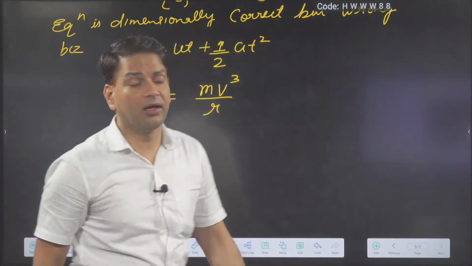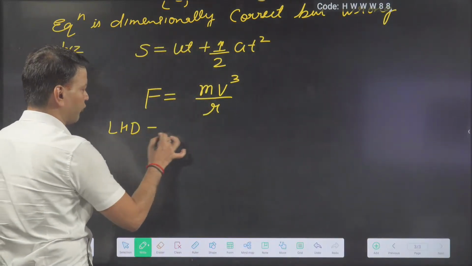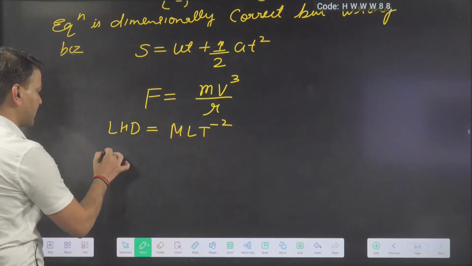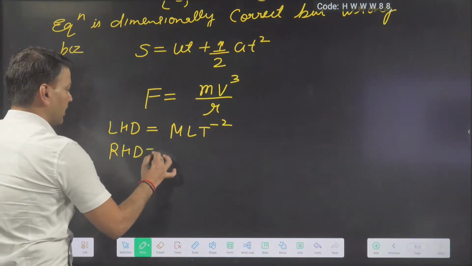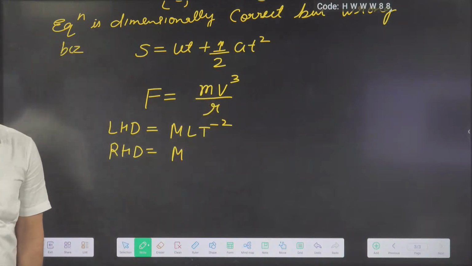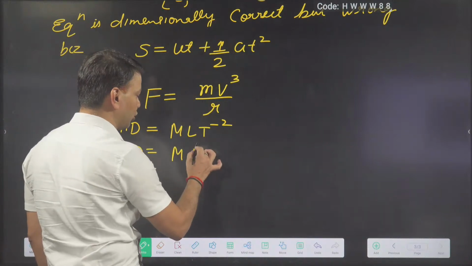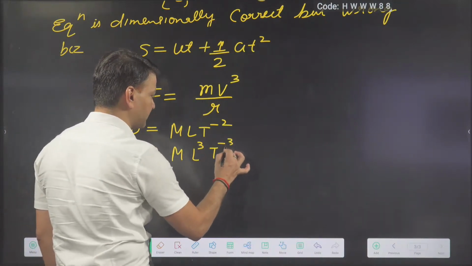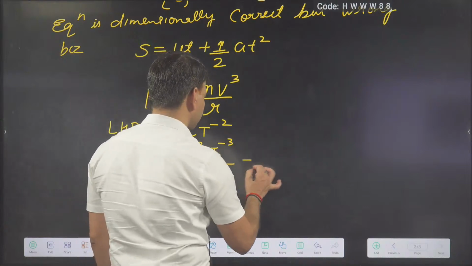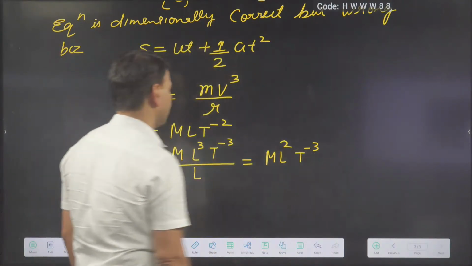Okay. Then if I find the dimension, so left hand dimension, what I will get? Force dimension, that is MLT minus 2. And right hand dimension, what I will get? M is the m, v cube, v is the velocity. So velocity dimension is what? LT minus 1. When I do the cube, so L cube T minus 3 upon r, which is L. Now what I got? ML square T minus 3.